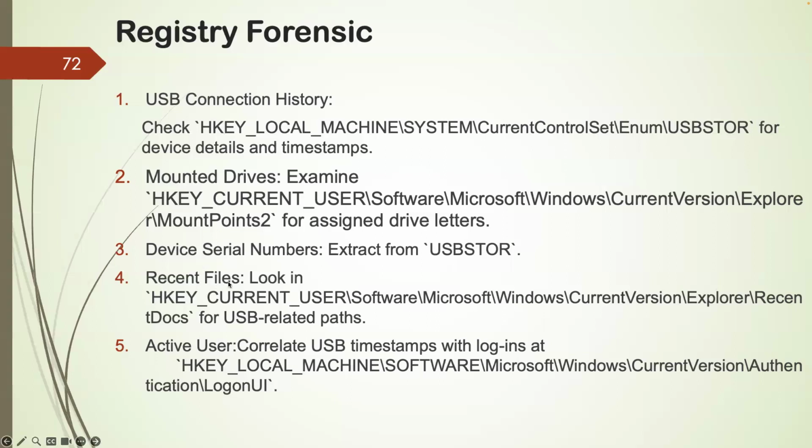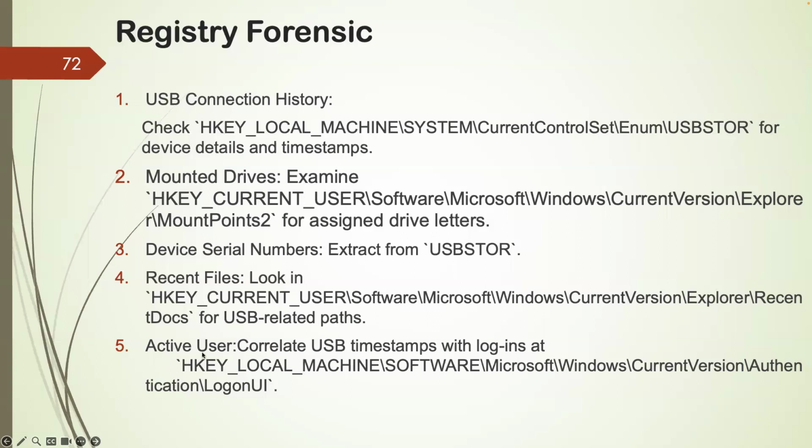Similarly, we have the recent files. Whenever you open a file, you close it. Windows maintains a history of all your opened files, and it stores that history in this particular registry key. So just follow this path in the Windows registry, and you will see all the recent files that you might have opened.